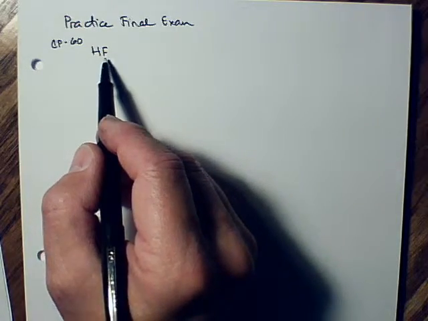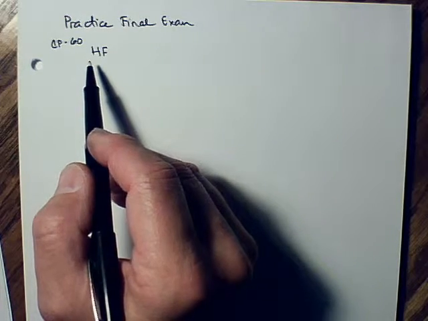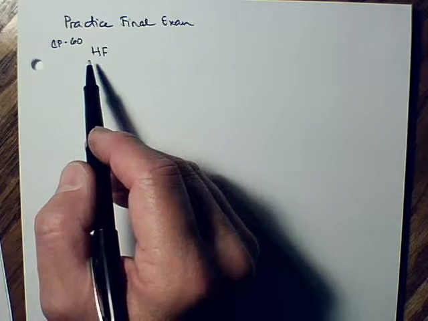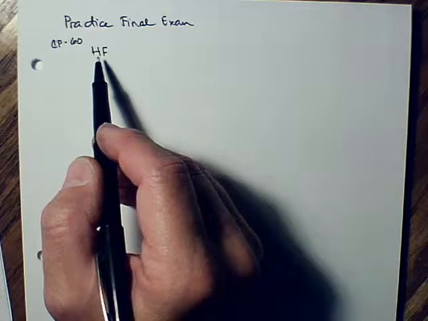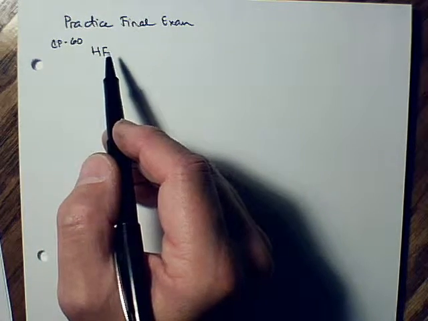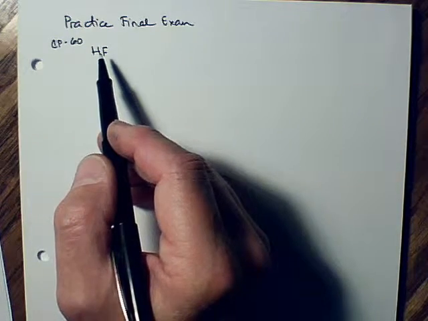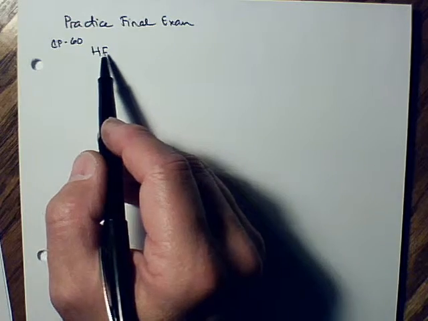So in order to write the formula, you just undo the process. If you have hydro on the front, you know it's a binary acid, so there's only two elements. Fluoric comes from fluoride, which in turn comes from fluorine. And you just got to know that. Okay? So hydrogen and fluorine is all you put together.